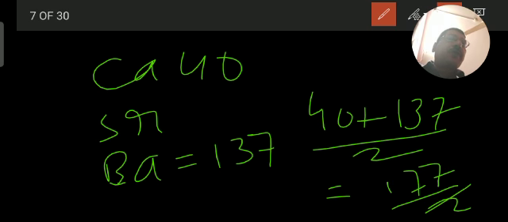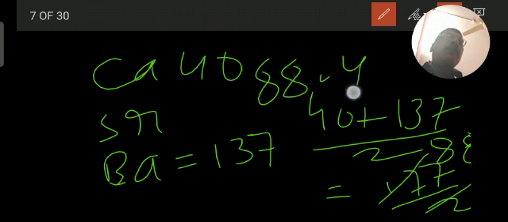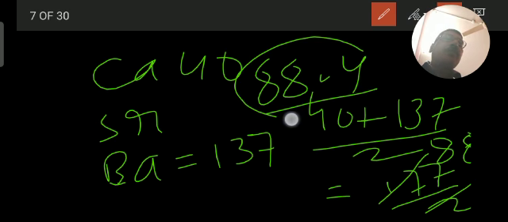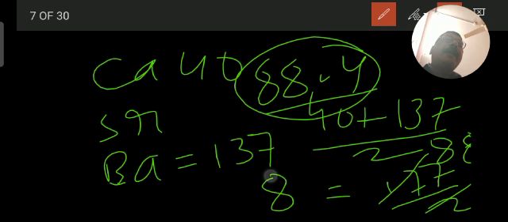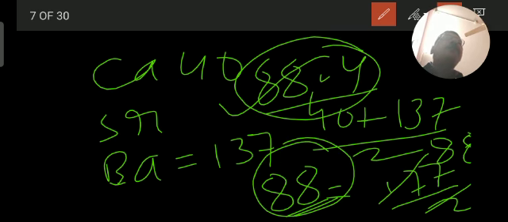That comes to 88.4, which is very close to the actual atomic mass of strontium, that is 88. It is coming 88.4 but the actual mass is 88, which means it is not very far away. It is close to the actual atomic mass of strontium. So here he was successful.